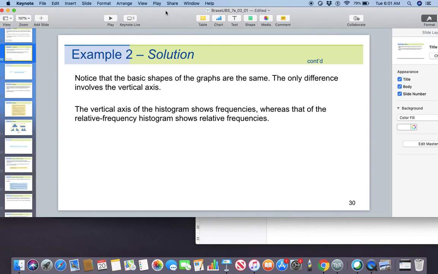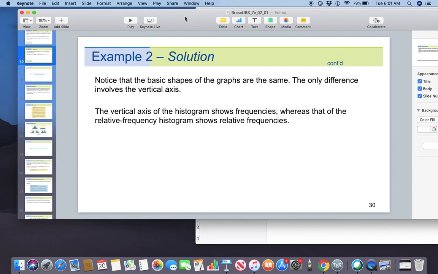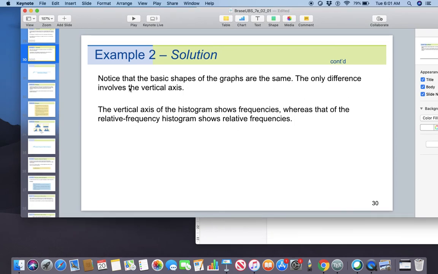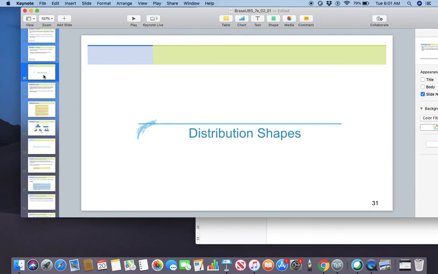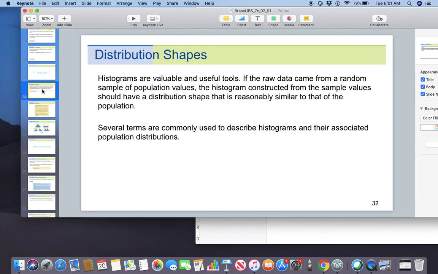Notice that the basic shapes of the graphs are the same. The only difference involves the vertical axis. The vertical axis of the histogram shows frequencies, whereas that of the relative frequency histogram shows relative frequencies. Now, distribution shapes. So that completed histograms and relative frequency histograms. Let's look at distribution shapes.